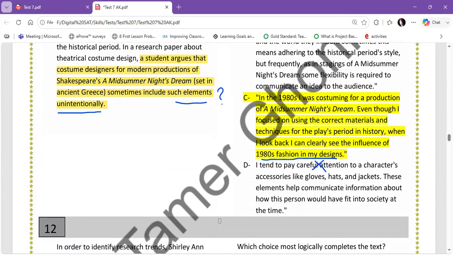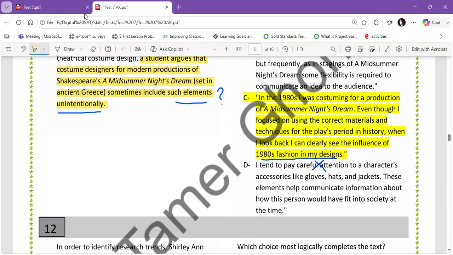D. I tend to pay careful attention to a character's accessories like gloves, hats, and jackets. These elements help communicate information about how this person would have fit into society at that time. Okay, she doesn't talk about implementing such elements unintentionally. So the answer is C. Clear, Majd? Clear, Ala? Yes, clear. Okay.